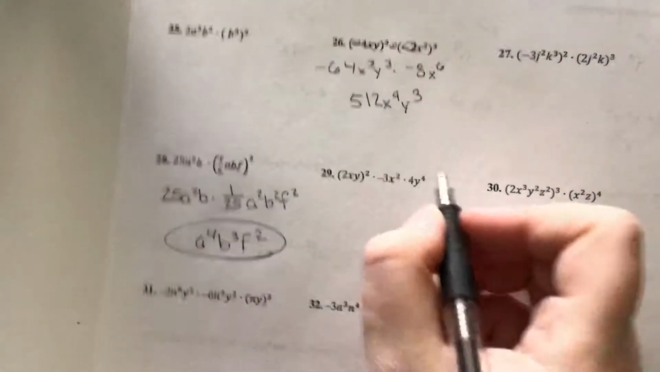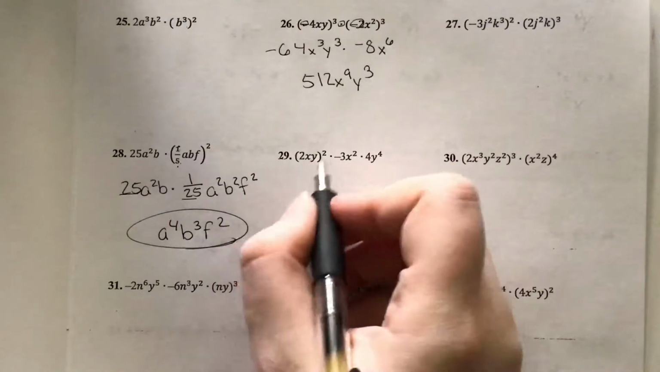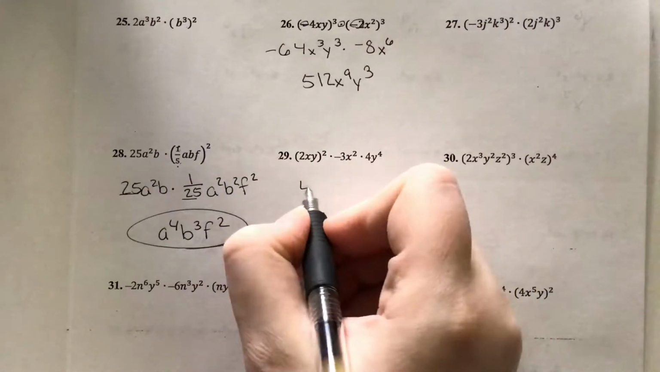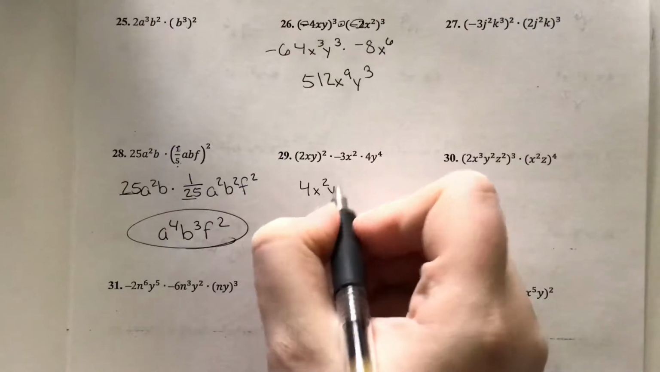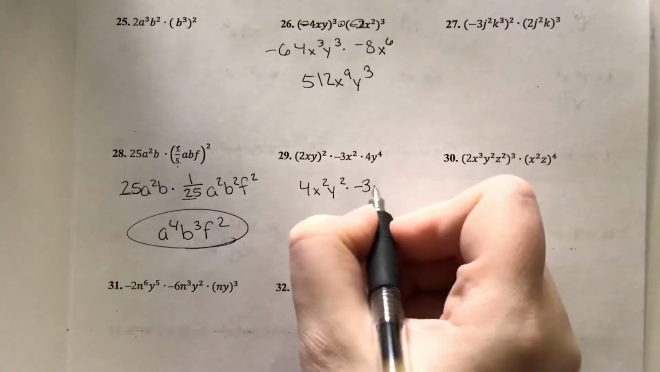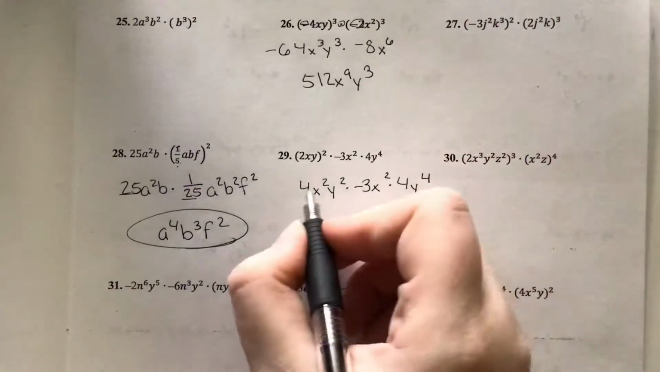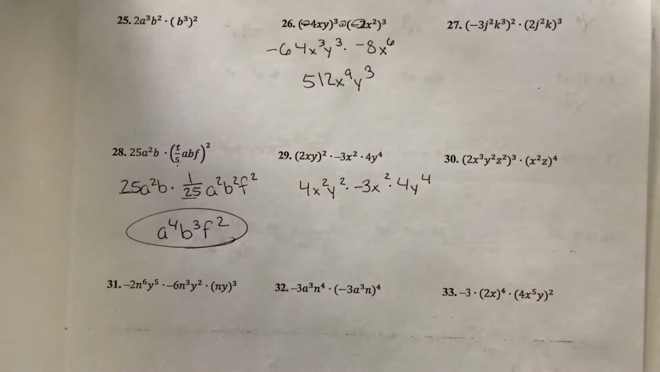29, you have one example here of the power property, and then you'll multiply everything at the end. So 2 squared is 4, x squared, y squared, times negative 3x squared, times 4y to the 4th power. So 4 times negative 3 is negative 12, and then negative 12 times 4 is negative 48.